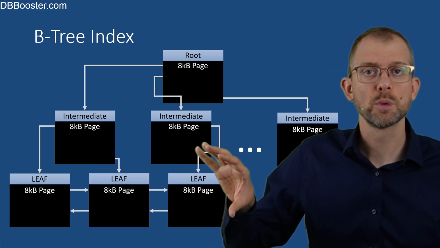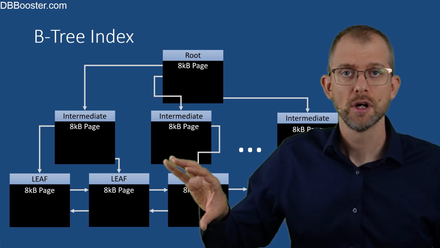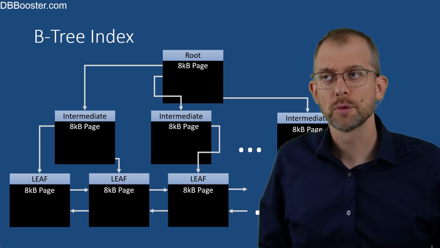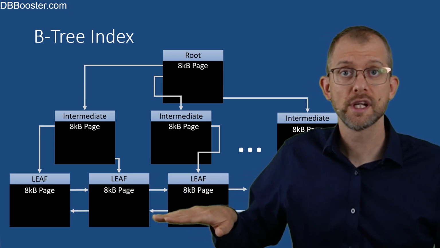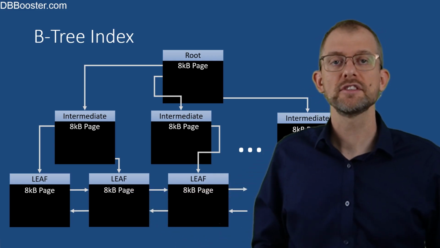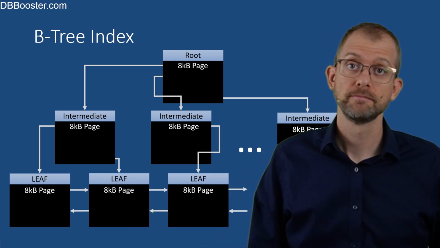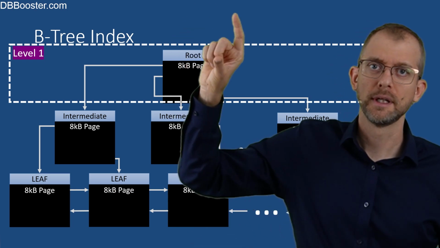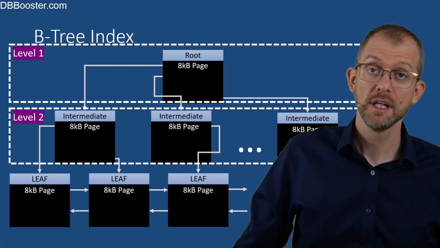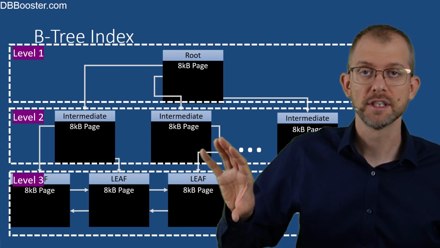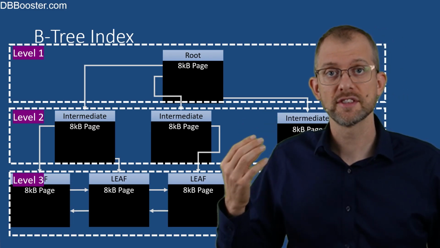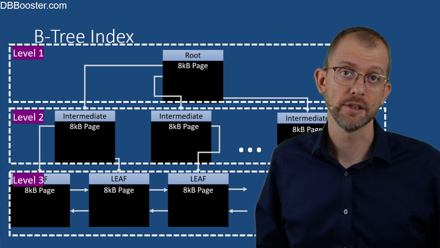A leaf page has no children. Instead, each leaf knows about its neighbor. The leaf level is connected through a doubly linked list, so we can move forward or backward across the leaves. In this example, we have 3 levels. At the very top, level 1, the root. Below that, level 2, the intermediate level. And finally, level 3, the leaves. Because we have three levels, we say the height of the tree is 3.